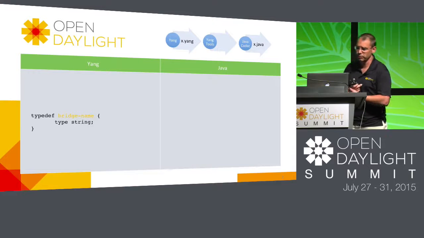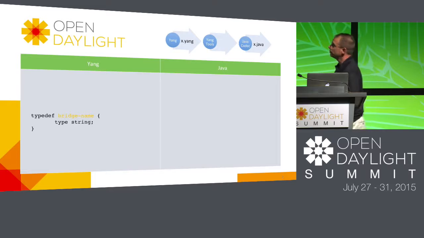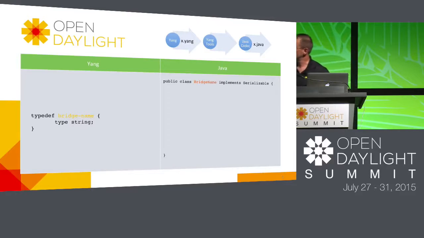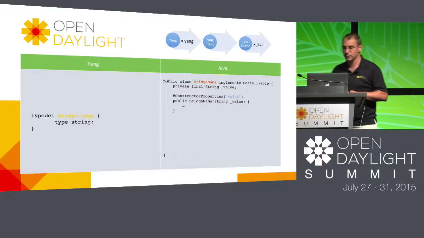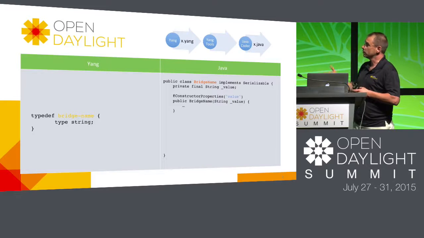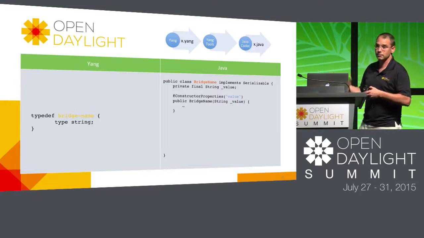So here's an example of how we go from Yang, using the Java codec, to generate Java code. We take a Yang definition of bridge name, and we're going to generate a public class called bridge name from that. Sorry about the build out here. I thought I took all these out. And you can see we auto-generate a constructor for the class, and voila.